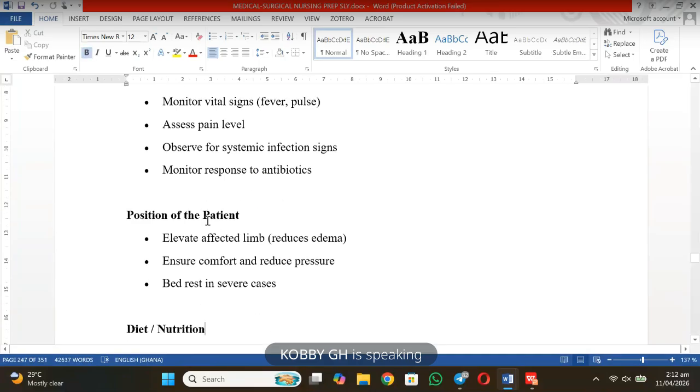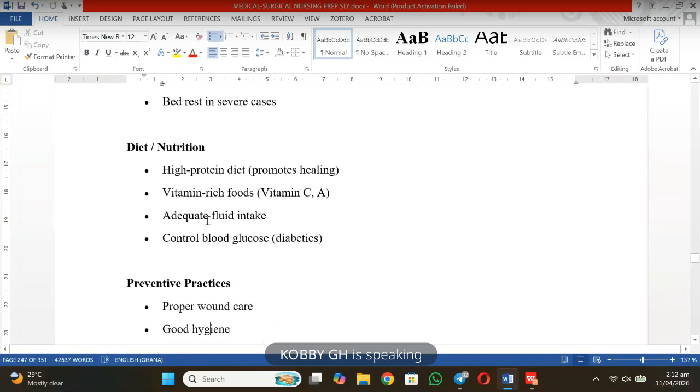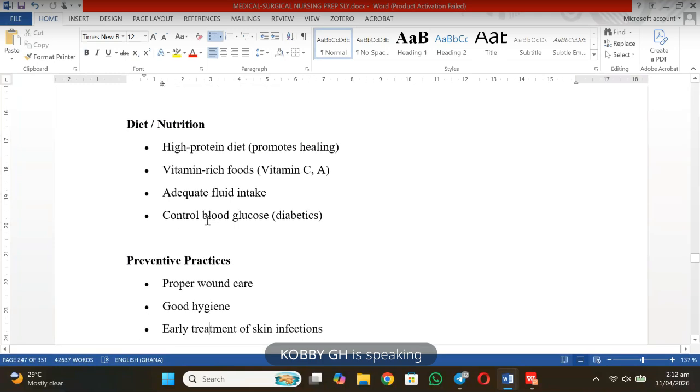Apart from this, another important point to know is the diet. The dietary management here focuses on boosting the immune system, so you target giving vitamin C. And since the condition is affecting the skin, we need repair, so you give the patient a high protein diet and adequate fluids. Now remember, one of the common risk factors of cellulitis is diabetes mellitus. So if a patient has this condition, it's important you find out whether they are diabetic, and if they are, as part of the treatment, you should be managing the diabetes as well.